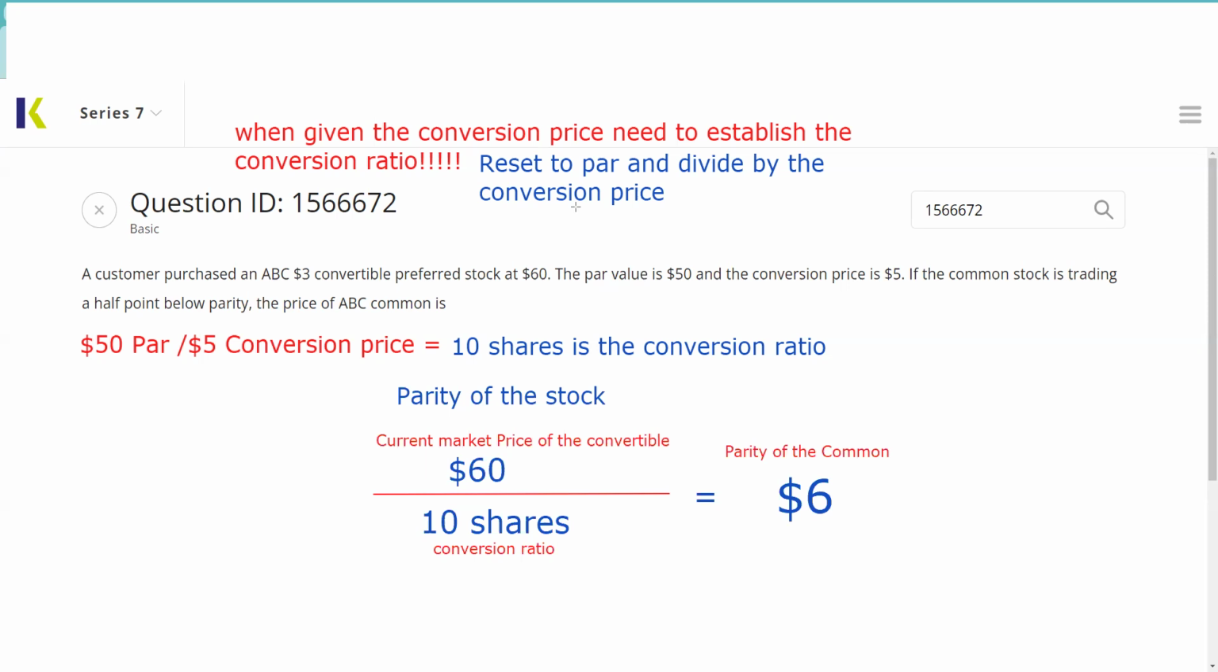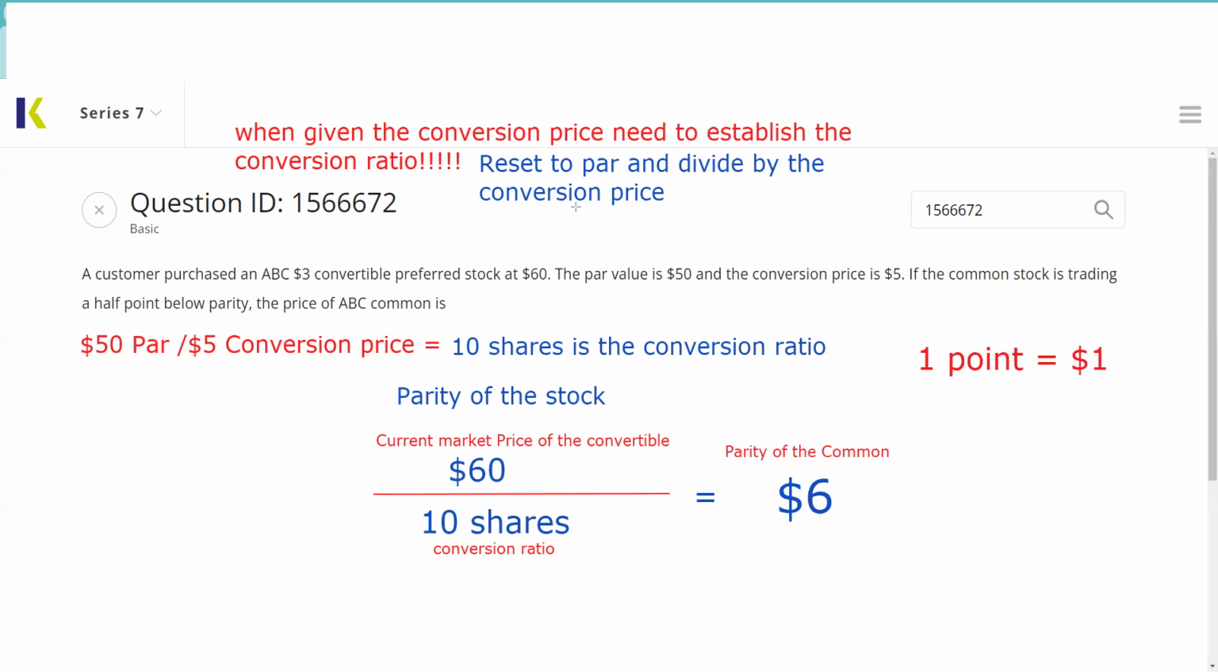That's what it would be, equal parity. That's what parity means, equal. Buying this convertible at 60, that's convertible into 10 shares. If we did so, it would be the equivalent of paying $6 for the stock. That may be good, that may be bad. Typically, we would expect the common stock to be trading below this parity calculation. And in fact, here it tells us it is. It says it's a half a point below parity.